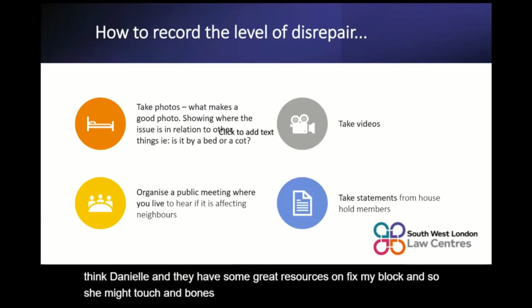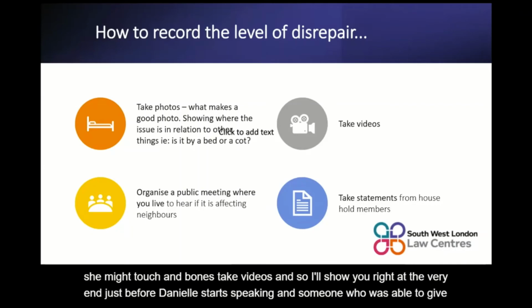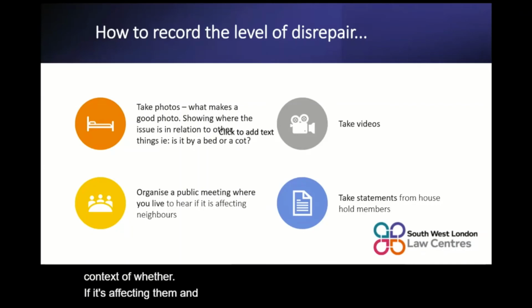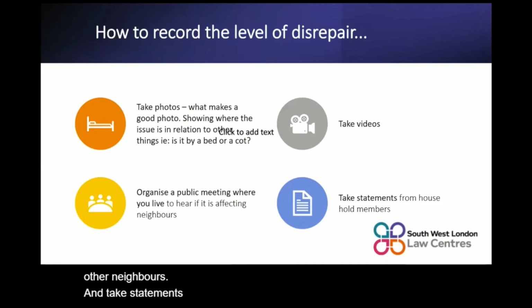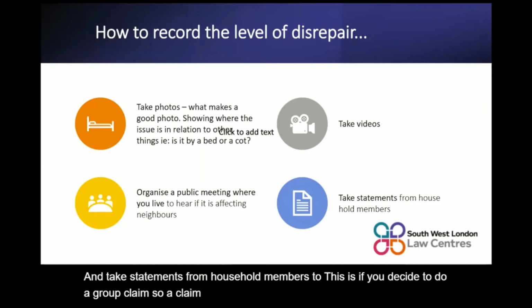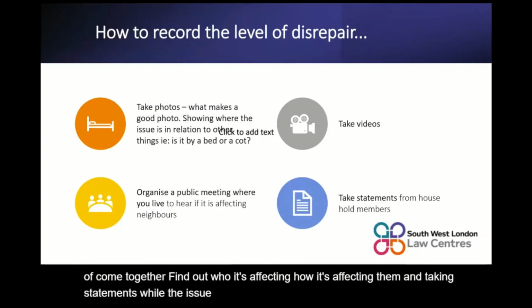Take videos. I'll show you right at the very end, just before Danielle starts speaking, someone who was able to give context of where the leak is affecting them, and was able to do live commentary over the video. Organise a public meeting where you live to hear if it's affecting your other neighbours, and take statements from household members. This is if you decide to do a group claim, a claim as multiple tenants, then it's really useful to come together, find out who it's affecting, how it's affecting them, and taking statements while the issue is actually still live.